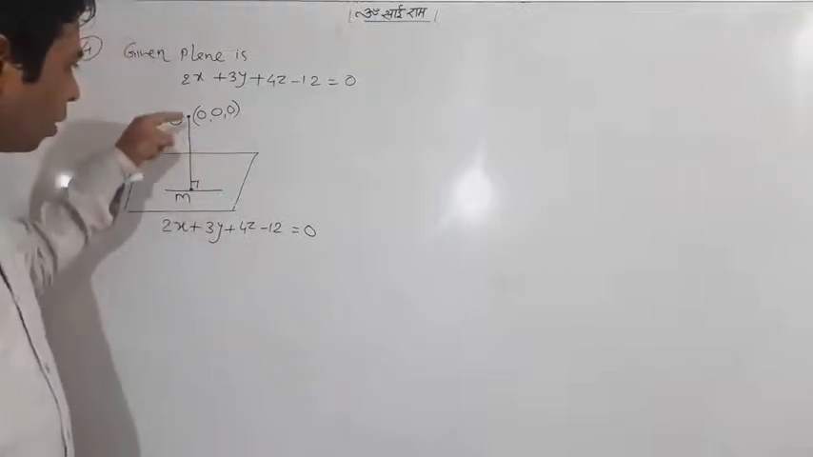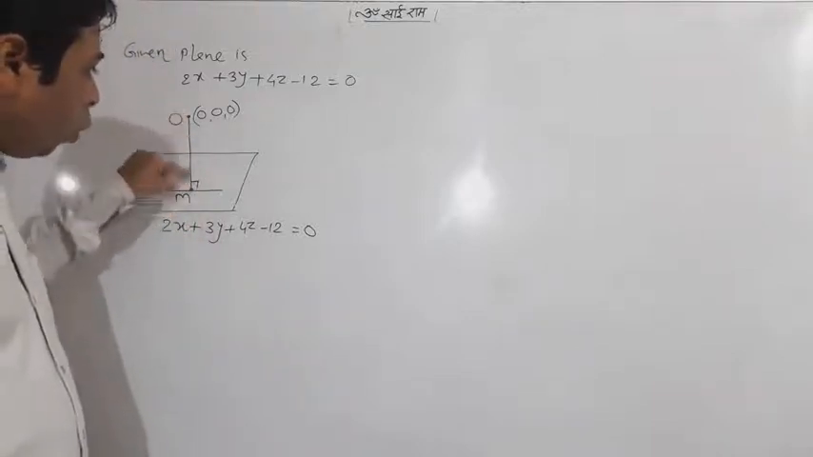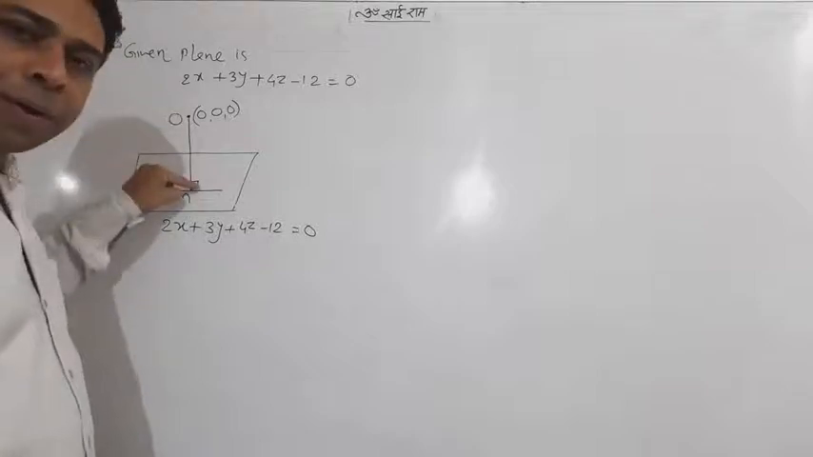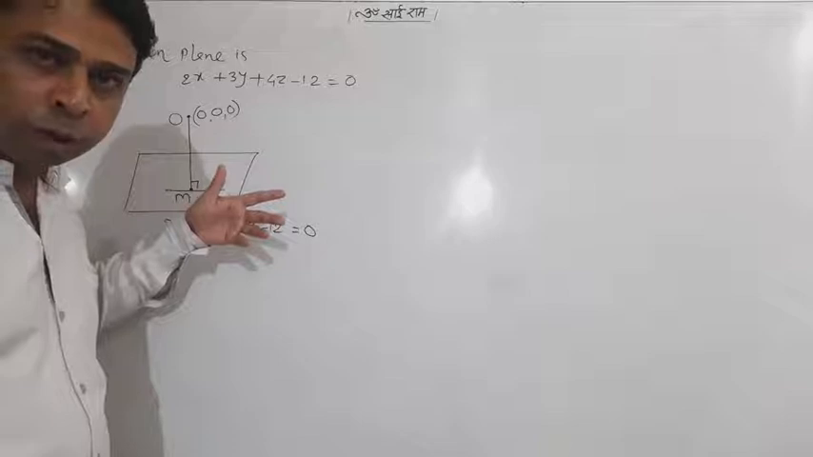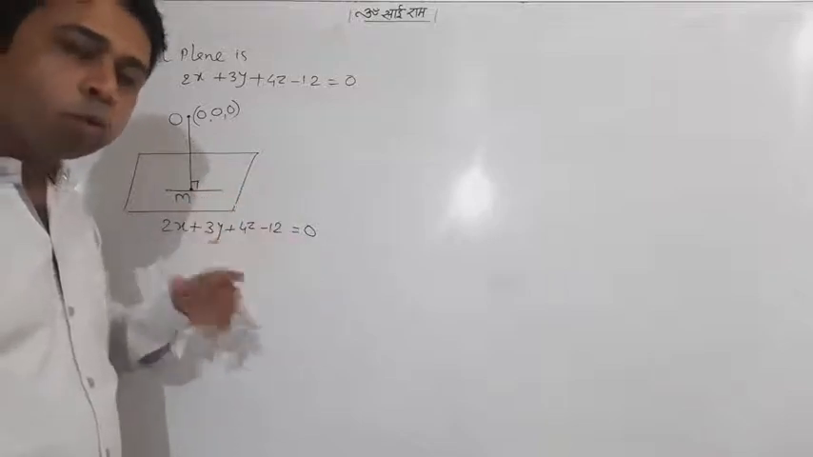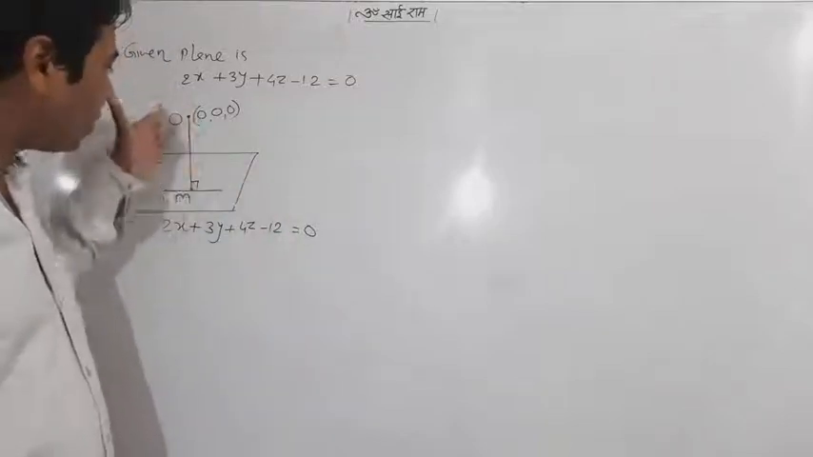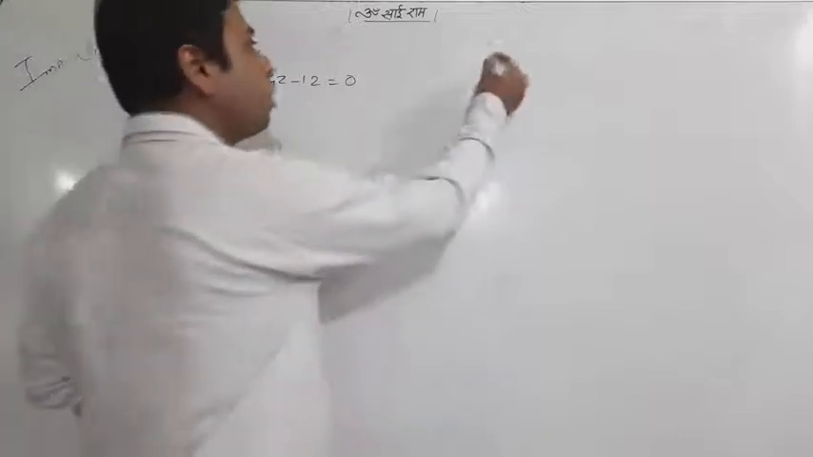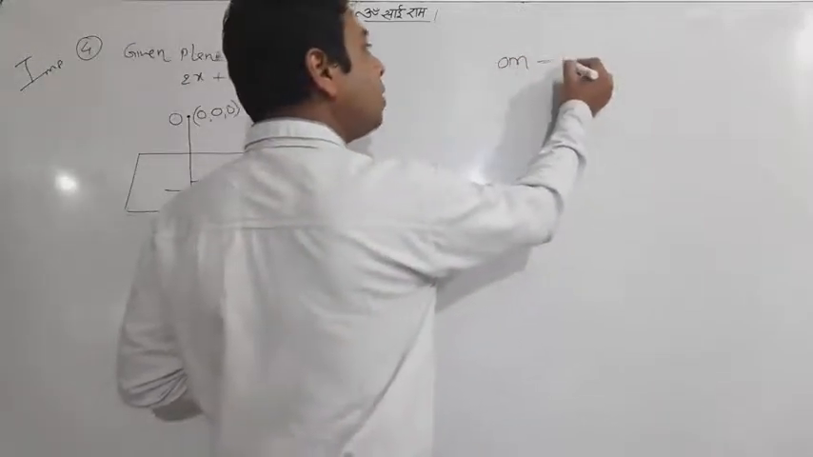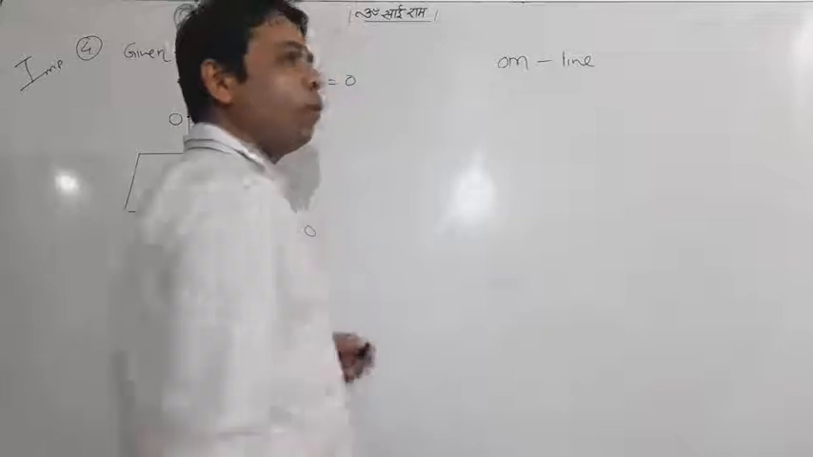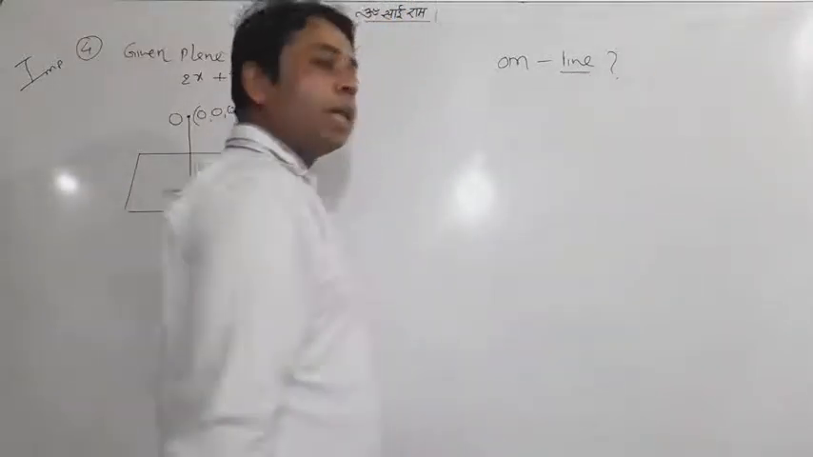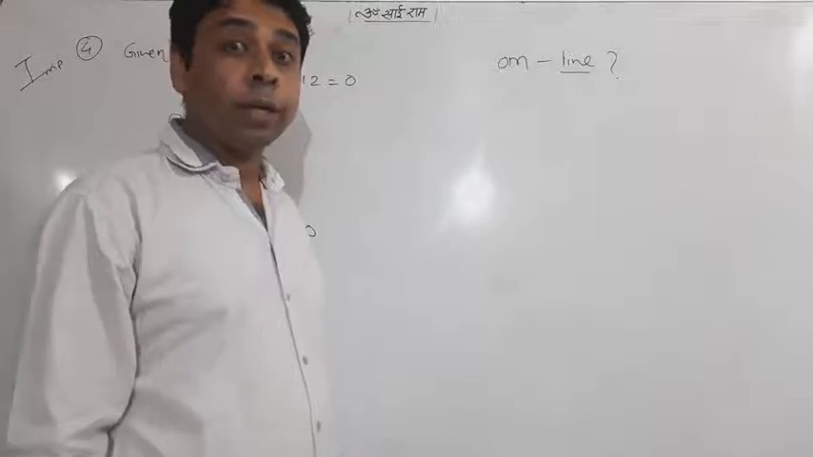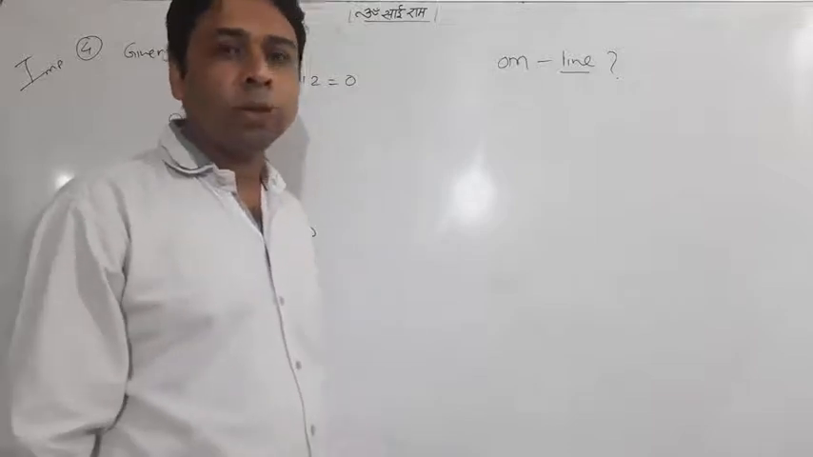First of all, OM. If I ask you what OM is, you will say it is perpendicular, or it is normal. Okay, that is a true answer. But OM is itself a line. Again, OM is itself a line. So can you find the equation of the line? Now you are thinking, what is the equation of the line?